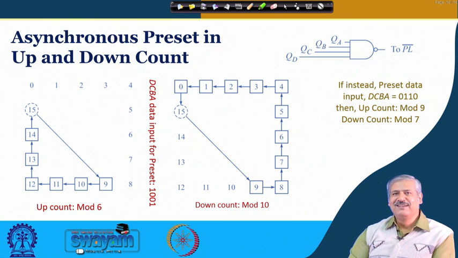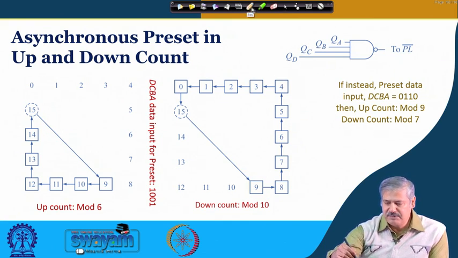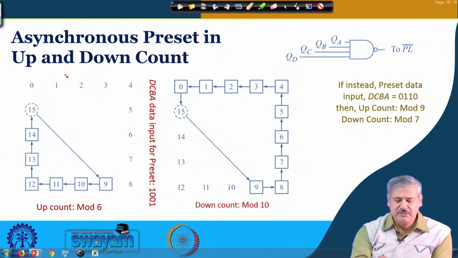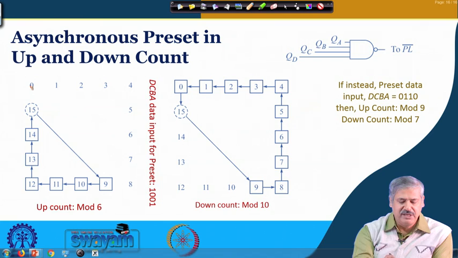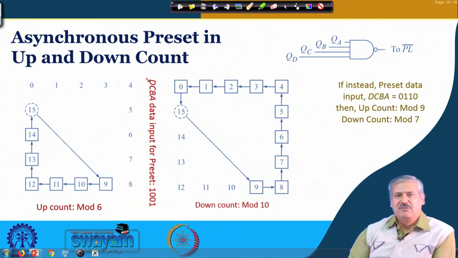Now, let us see how it helps in getting different modulo numbers. Okay. So, we have seen this particular state transition diagram: 0, 1, 2, 3, 4, 5, 6, 7, 8, 9, 10, 11, 12, 13, 14, 15, again 0, 1, 2. This is the standard mod 16 counter, states are 0 to 15. Is it fine?